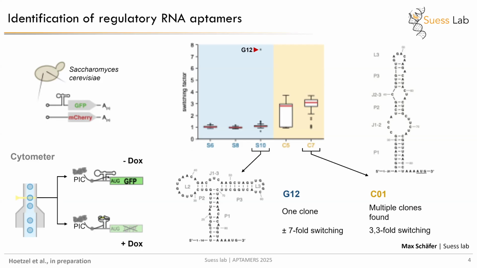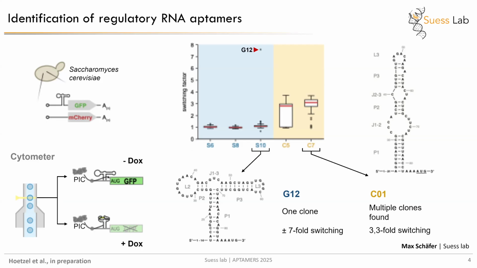That's C1, as we call it. It was in multiple clones, and the other sequences that were switching in there are point mutations of this, and it had a 3.3-fold switching. This raises the question: what happened during SELEX?